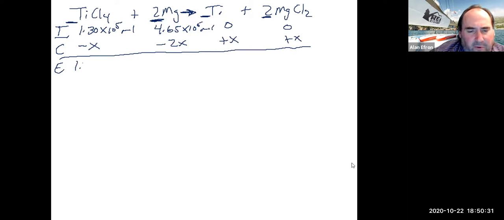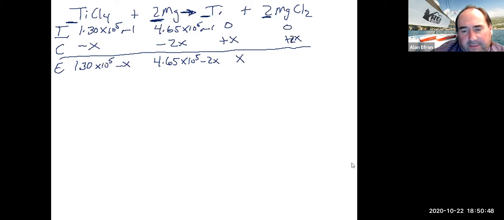Again, I'm going to get rid of the mole part so I don't have so many words in between my numbers here. So this is going to be 1.3 times 10 to the 5 minus x. This would be 4.65 times 10 to the 5th minus 2x. Carrying this down, this would be x. And this should be 2x, as I missed the coefficient there on the back end. So that should be actually 2x there at the end.